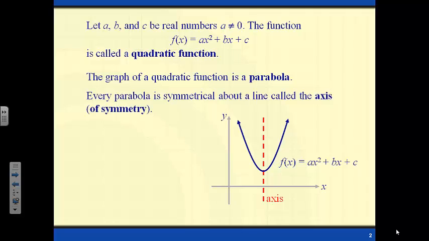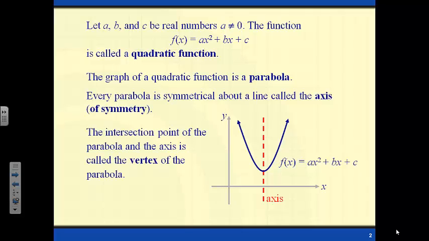Every parabola is symmetric around a line called the axis of symmetry, which is the x-valued line that goes directly through the vertex. The intersection point of the parabola and the axis of symmetry is called the vertex. That's one of the reasons why the vertex is so important, because it is where the axis of symmetry goes through.